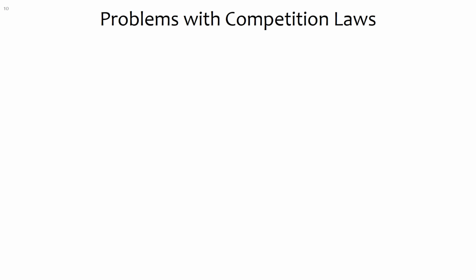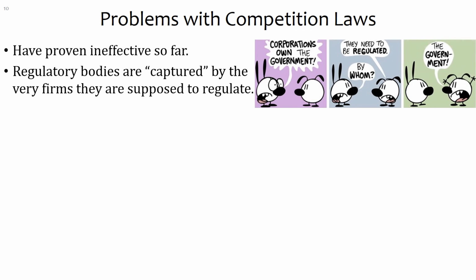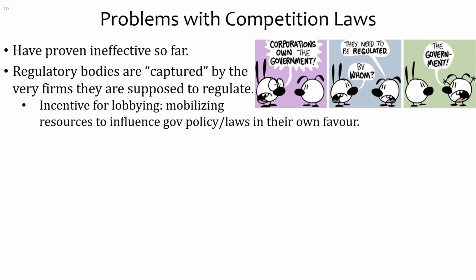The argument for competition laws is that competition is good for us, but there are some practical problems with it. One of them is that they have simply proven ineffective so far, which means that there are some impediments. Regulatory bodies are captured by the very firms they're supposed to regulate, right? This is a theory by George Stigler, who was a great economist and who won the Nobel Prize for it. Basically, the idea is that you realize that corporations own the government. They have a lot of influence over the government. And then you say, you know what? The solution is to regulate them. And then you're like, okay, by whom? By the government. So you're kind of getting into a vicious circle. There's a problem with that.